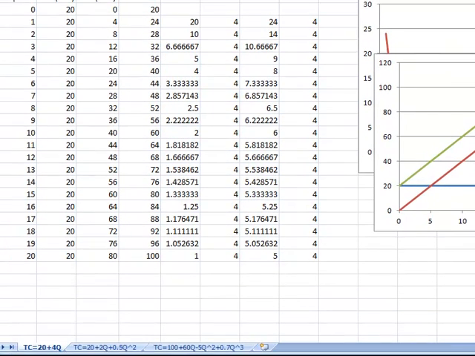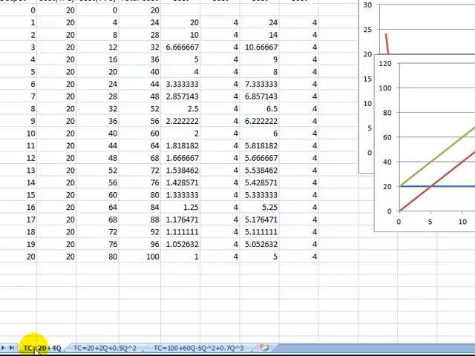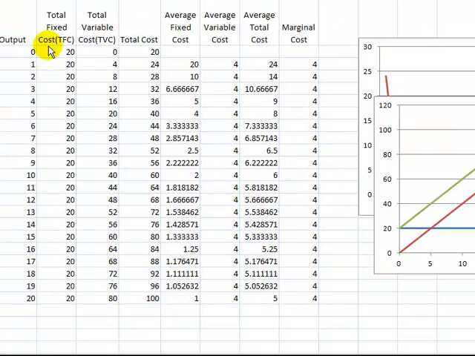Okay, let's first check the function of total cost equal to 20 plus 4Q. Please type in the quantity of output, total fixed cost, total variable cost, total cost, average fixed cost, average variable cost, average total cost, and marginal cost in the first row. Then for the output, you put in 0 to 20.